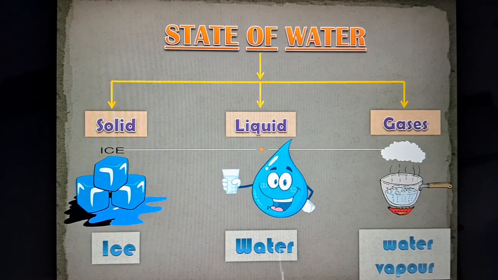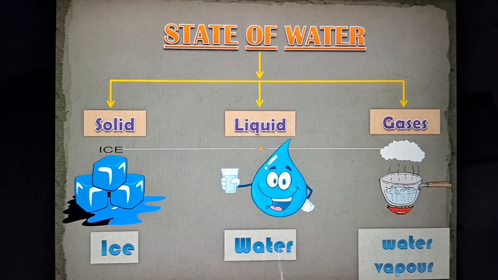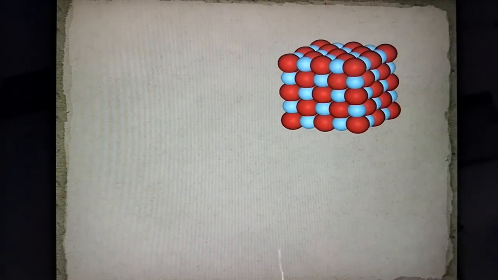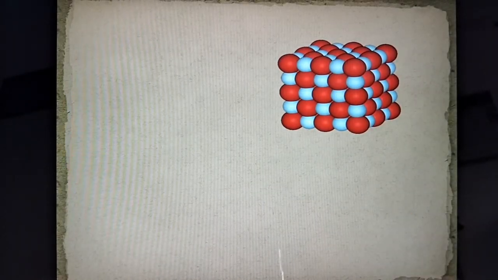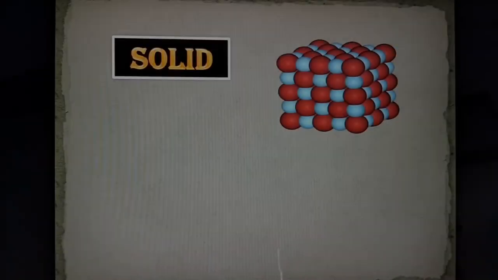Okay, students. So we understood in the first slide the states of water. How many states of water? There are 3 states of water: solid, liquid, and gas. In the next part of the video, we discuss each of the states of matter in detail.